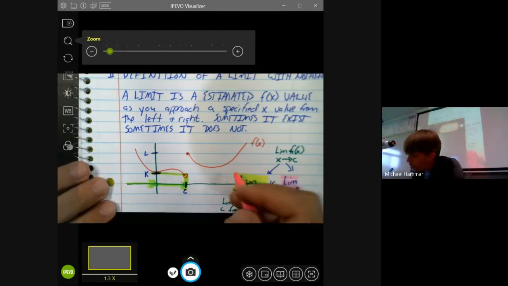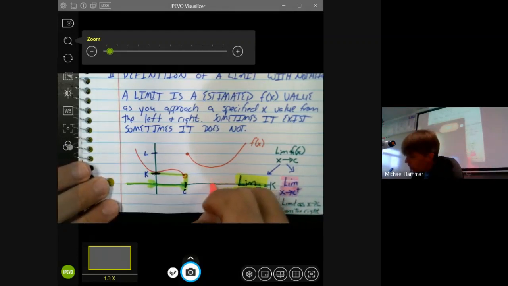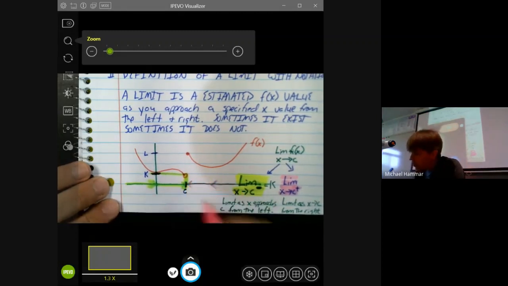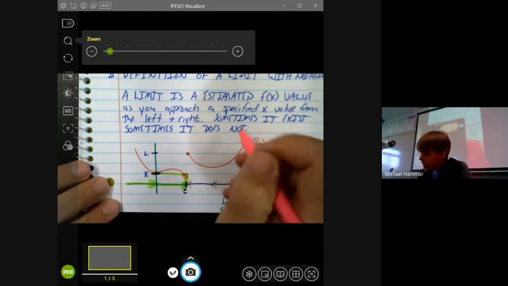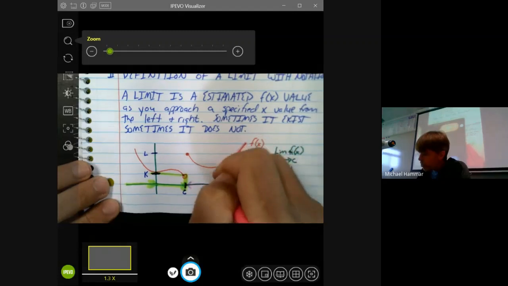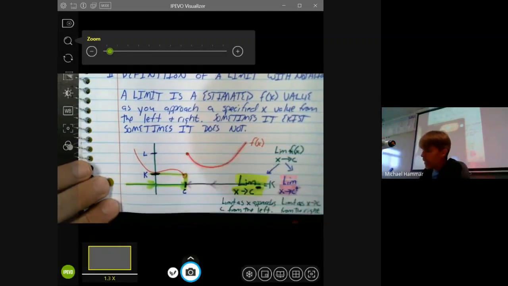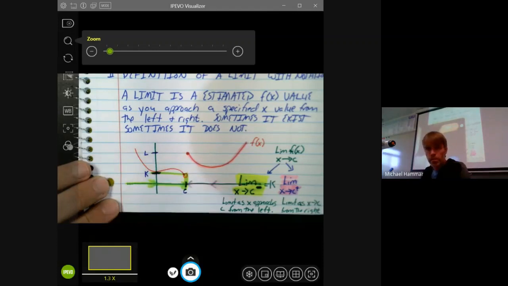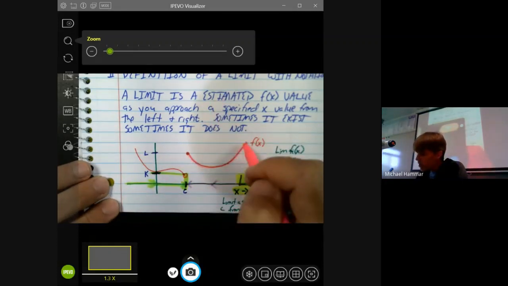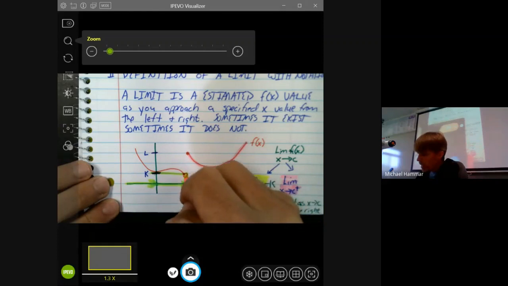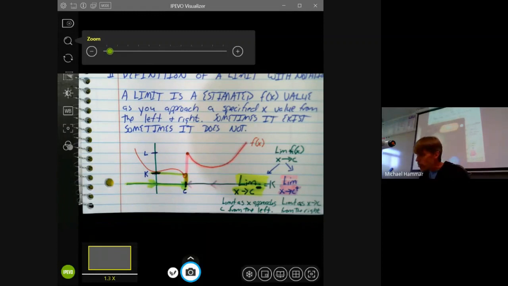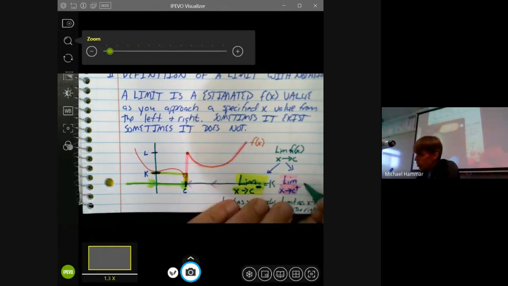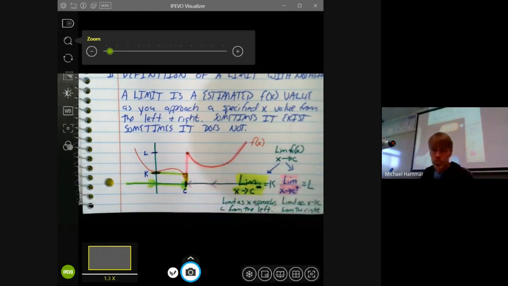So I'm going to approach from the right and get closer and closer and closer to c. Okay? But now, because I'm approaching from the right, I am tracing this part of the function. Okay? I am not tracing this part of the function. So when I approach c from the right and I go all the way up, okay, the value that I get is equal to L.